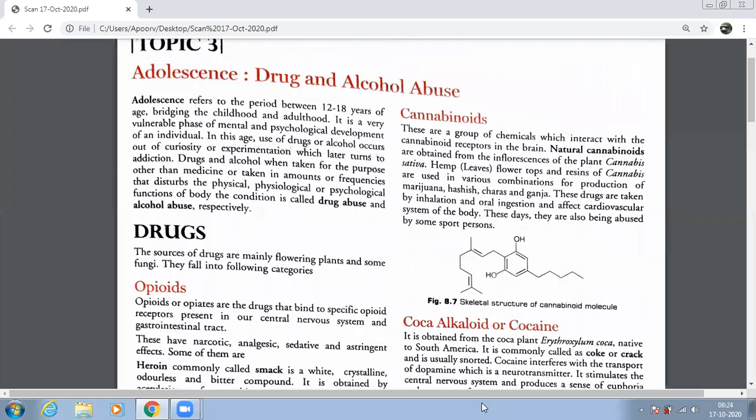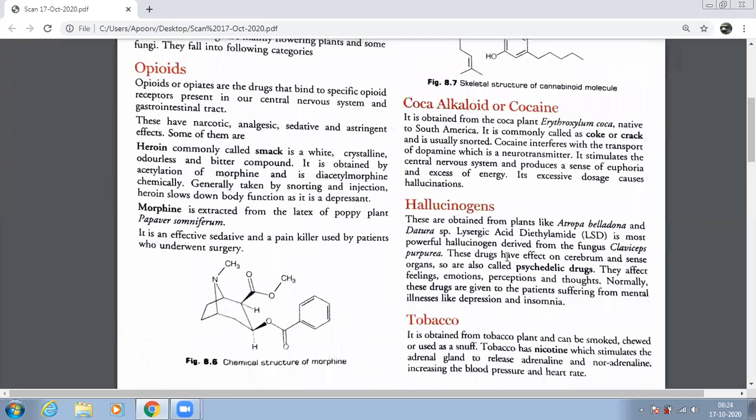So we have done about opioids, cannabinoids, coca alkaloids or cocaine, hallucinogens. Then the last one on this page is tobacco. This is obtained from tobacco plant and can be smoked, chewed or used as a snuff. What is a snuff? बेटा स्नफ क्या होता है? एक तरह का टबैको होता है जो स्मोकलेस टबैको होता है, जिसको नोज के थ्रू या फिर च्यूइंग के थ्रू माउथ में लोग अंदर लेते हैं, सूंघ लेते हैं या मुंह में डाल लेते हैं. It's a form of smokeless tobacco. ठीक है, ड्राई फॉर्म में आता है ये नॉर्मली. तो स्नफ क्या है? It's a form of smokeless tobacco only.